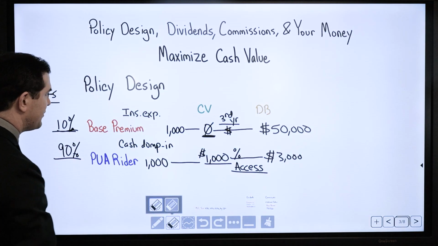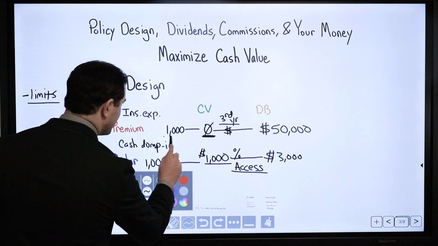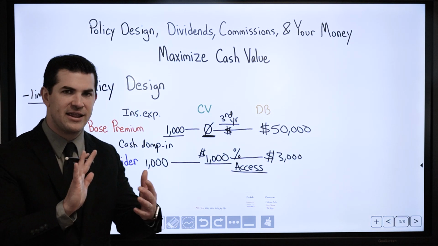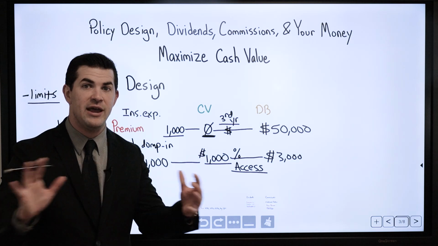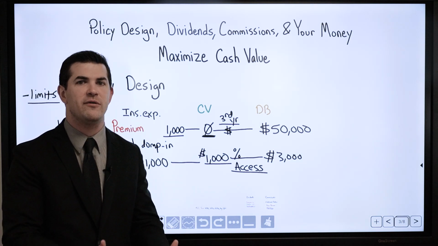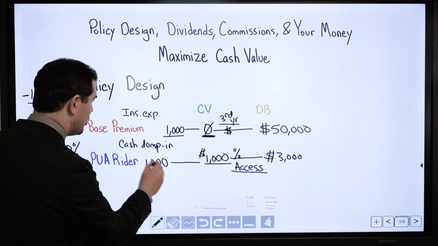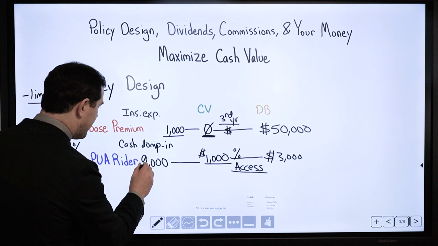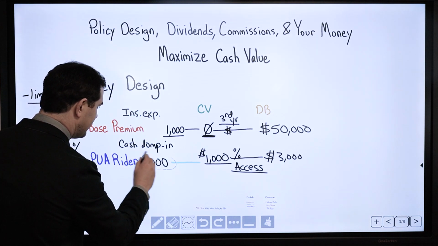But what that means is if I have a $1,000 base premium, I can commit to that minimum premium of $1,000 and have the ability to add more funds into the policy, the PUA component, at my discretion. Another $9,000 here.